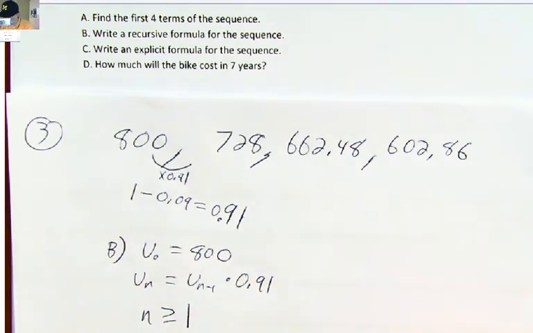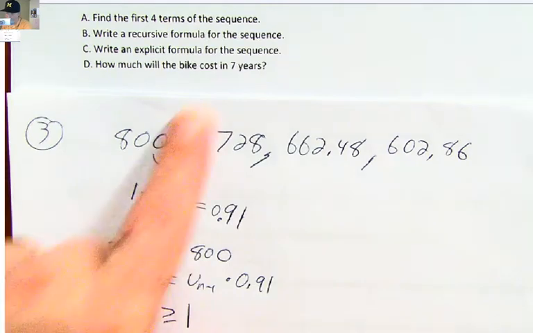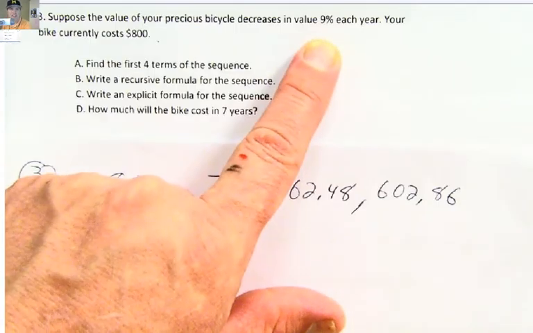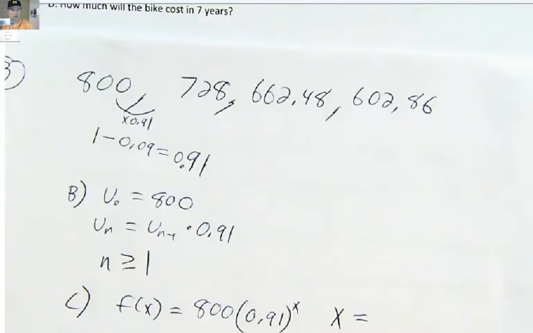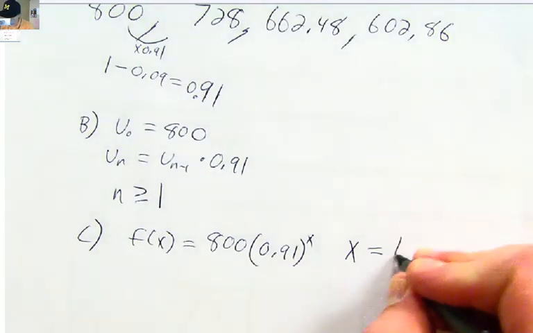But what's x? Each year it's decreasing 9%. So x is the number of years.